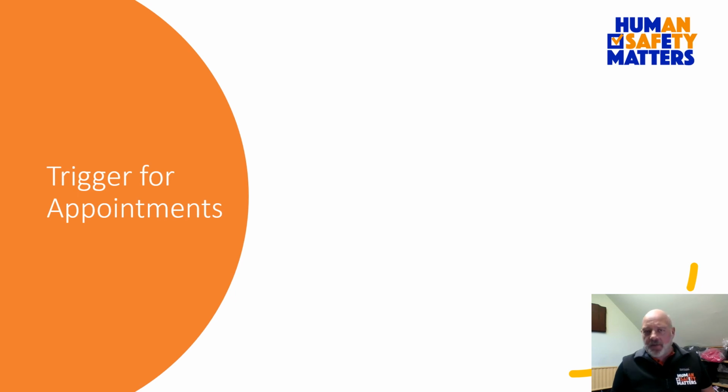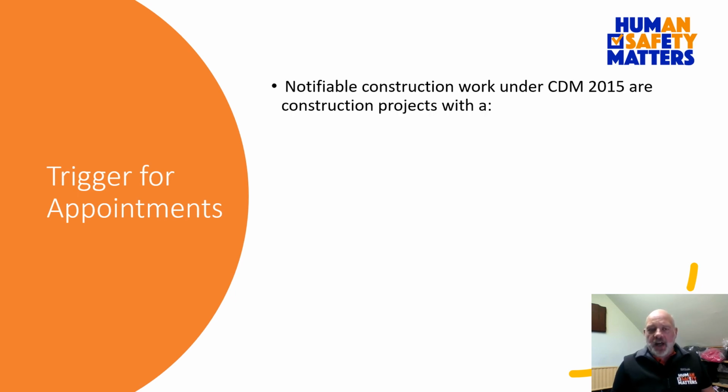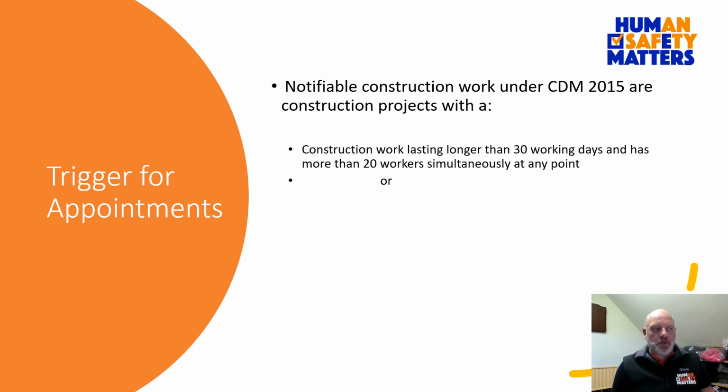And here is the trigger for appointments. Not all projects are notifiable under CDM to the executive. However, here is the criteria for projects to be notifiable. So construction work lasting longer than 30 working days and has more than 20 workers simultaneously at any point, or construction work involving 500 person days. These are the stipulations that make the project notifiable or not as to the HSE.